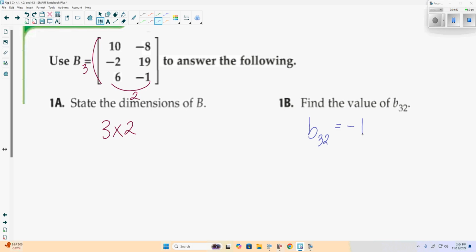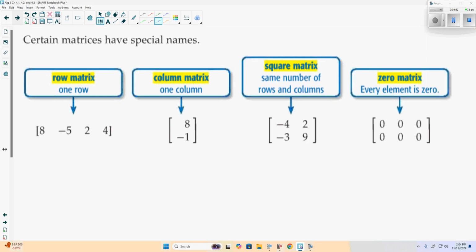All right. Now we do have some special matrices, or not so much special, but we gave them a special name. If there's exactly one row, we call it a row matrix. Makes sense: there's one row, so it's the row matrix. If there's exactly one column, we call it the column matrix. If the number of rows and number of columns are the same, it's a square matrix. And if every element in the matrix is 0, well, it's a zero matrix.